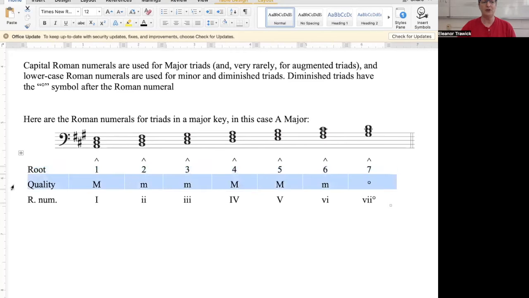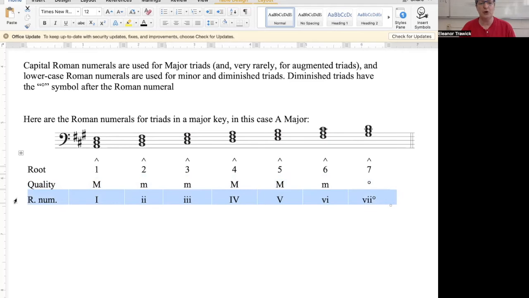And you'll remember from Chapter D the qualities of each of these chords. We learned that the triads built on 1, 4, and 5 are major triads. The triads built on 2, 3, and 6 are minor triads, and the triad built on the leading tone is a diminished triad. So here are the Roman numerals that we would use to label the chords in a major key. And these would be used in any major key. Any major key has the major triads in the same place, the minor triads in the same place, and the single diminished triad in the same place.